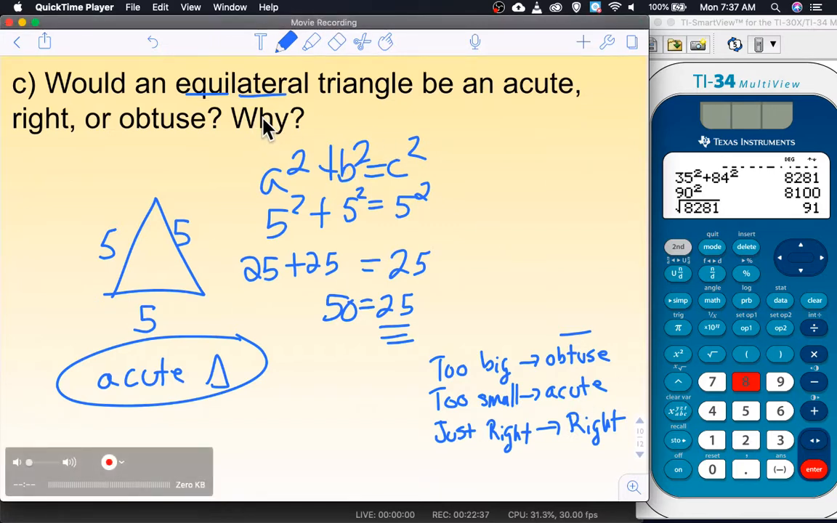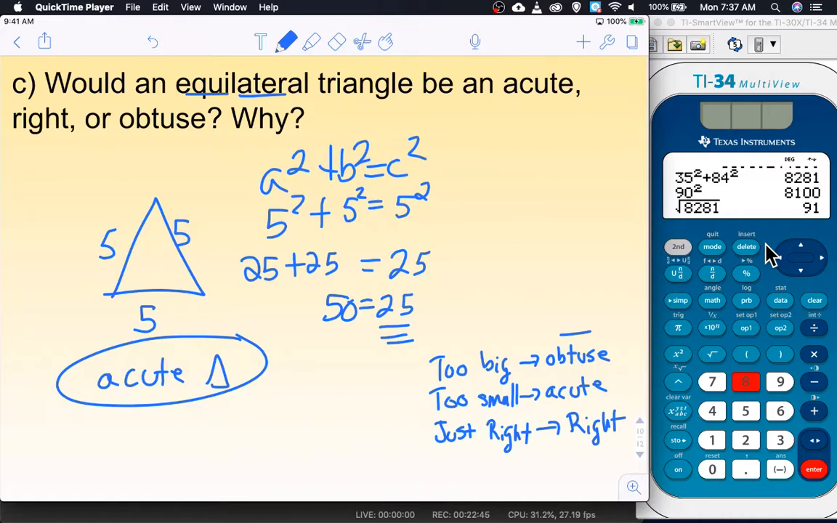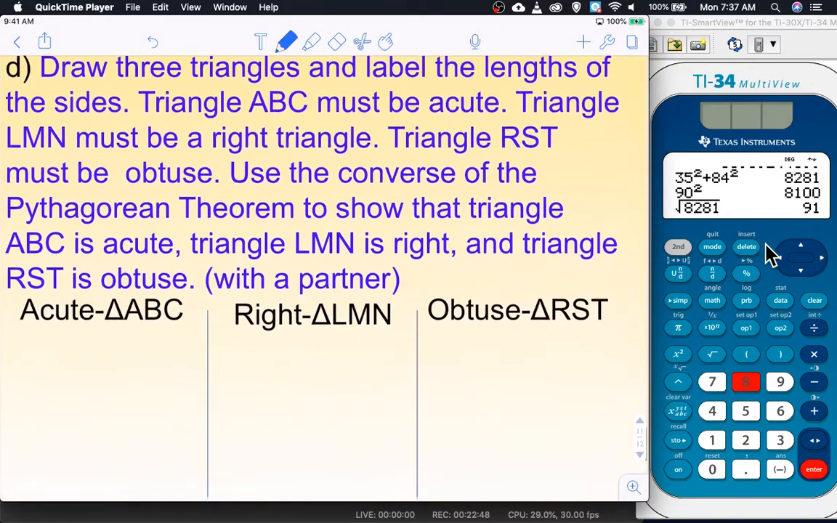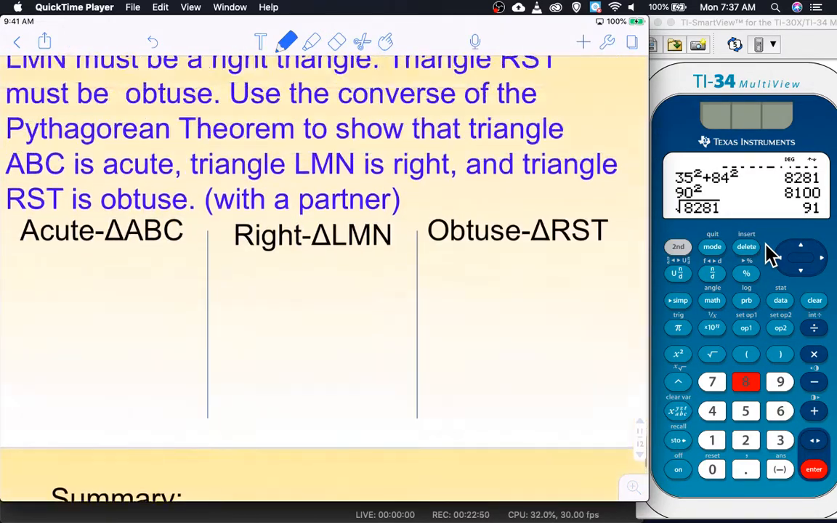And as far as the y, that's why, because the hypotenuse is too small. The a squared plus b squared did not equal c squared. All right, this is the last question. See, summary.